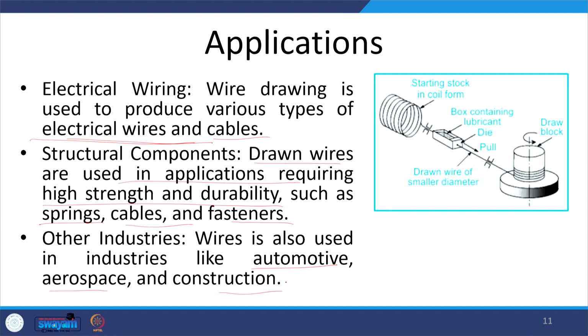This is the typical approach which has been shown schematically. So, this is the large diameter coil of the stock material, it is passed through the set of dies with the lubricant, and then when it is passed there will be a reduction in the diameter of the wire, and then this is again rolled out in the form of coils.